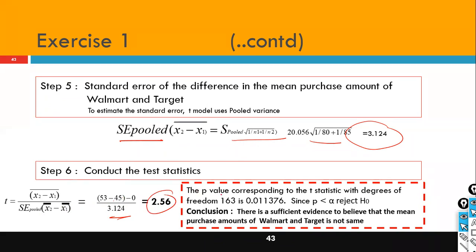So in this case, the p-value comes from the t-distribution with degrees of freedom 163. Degrees of freedom is 163. In the table, you remember, on the left side you will find 163, and at 0.05 you will find something, right?